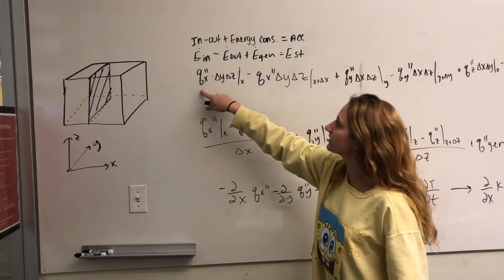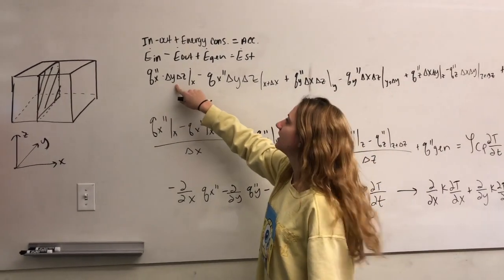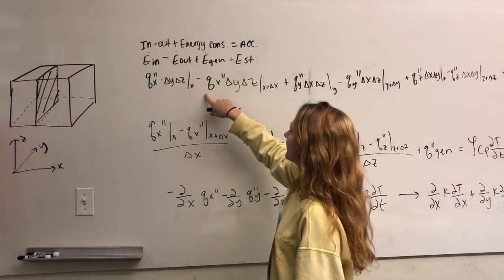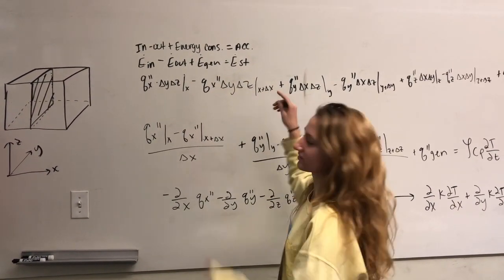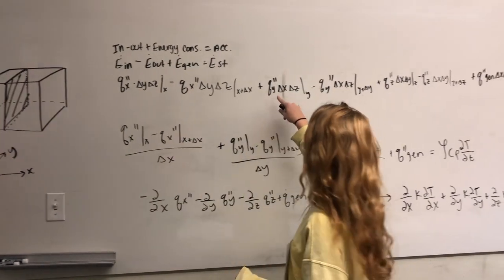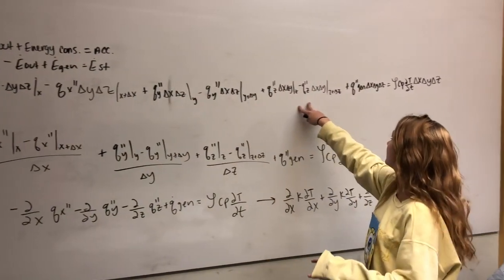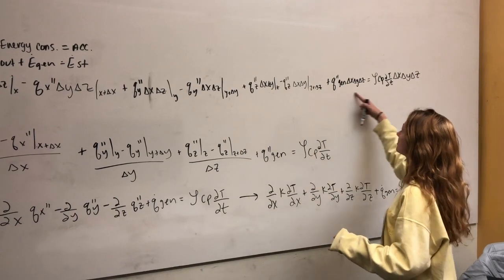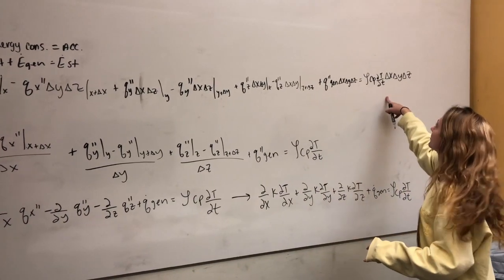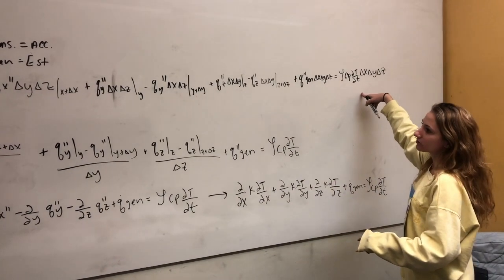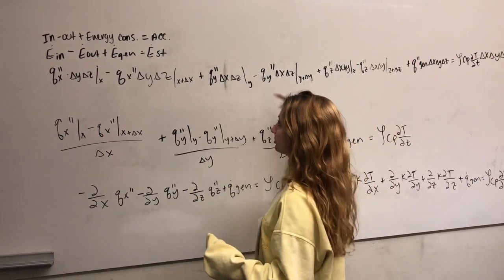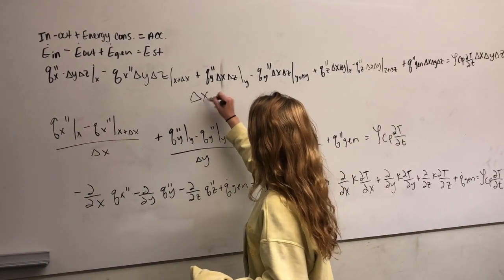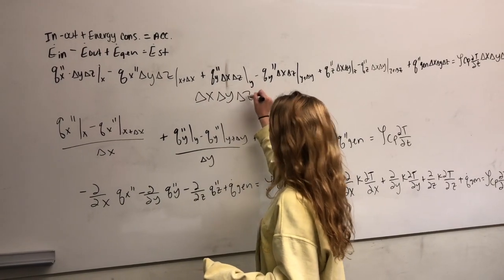So you're going to do flux times the area, because that's energy, at x, minus flux times the area at x plus delta x. So that's in minus out. And then you're going to do the same thing for y and z. And then this is your generation term. And then this is your energy storage term. So then the next step in this is you're going to divide this equation through by the volume, which is just delta x, delta y, delta z.